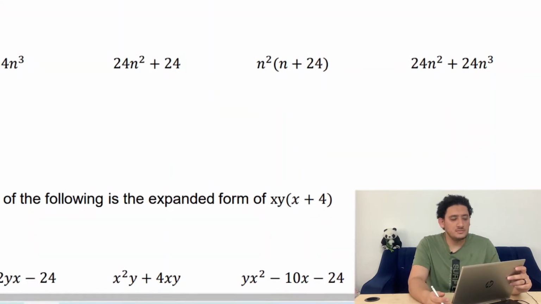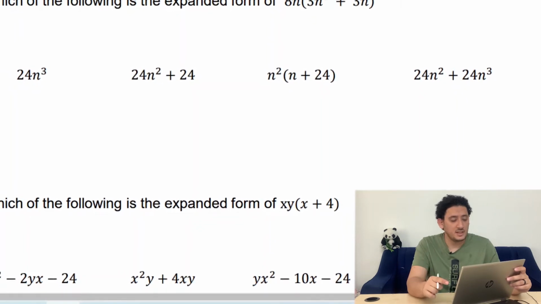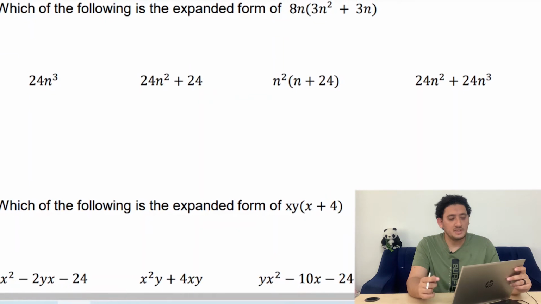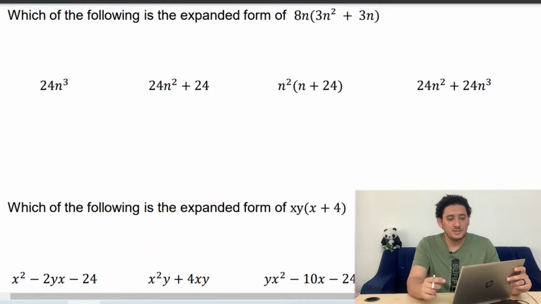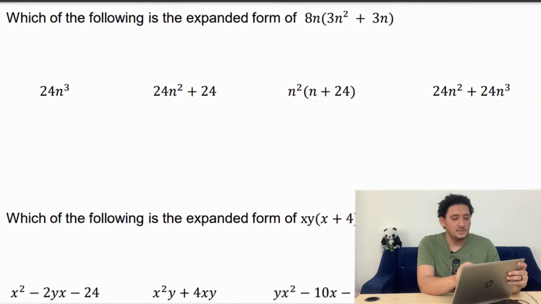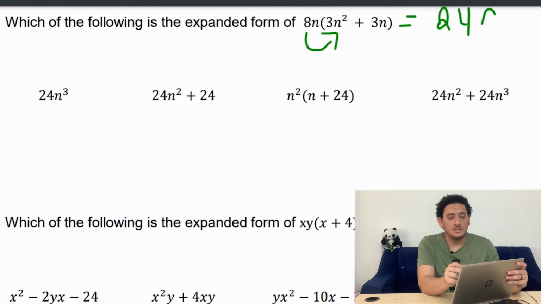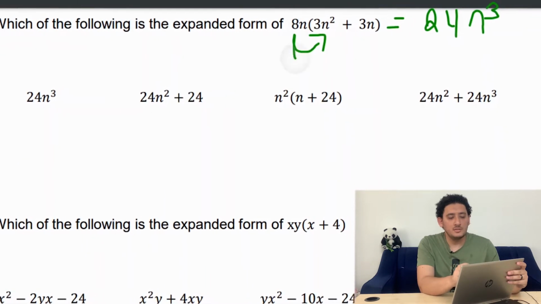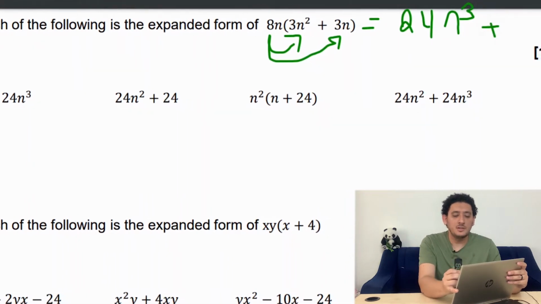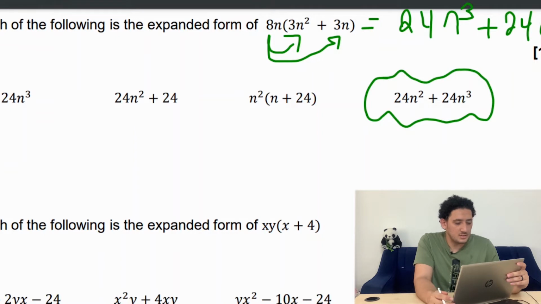Here we have another question. Actually, there are two questions. I will solve the first one and I will let you think about the second one. The first one is, which of the following is the expanded form of 8n multiply 3n squared plus 3n? We have here 8n multiply 3n squared and 8n multiply 3n. If you multiply 8n by 3n squared, it will be 24n cubed. 8n multiply 3n means 24, and n by n means n squared. So we have this choice as the correct answer.